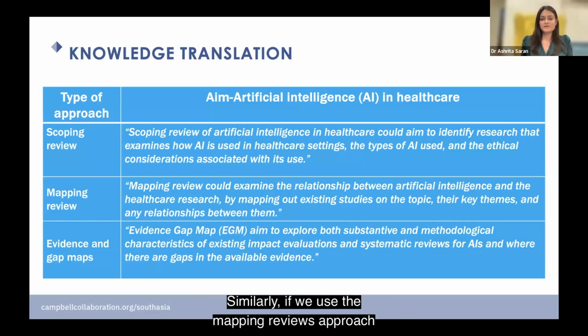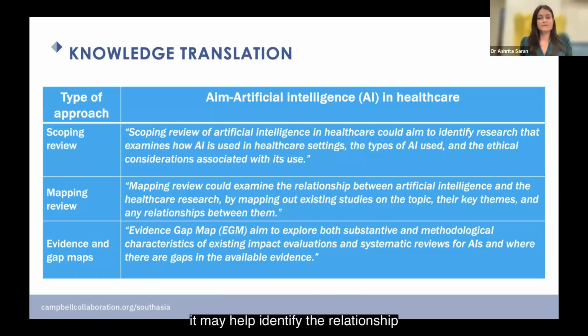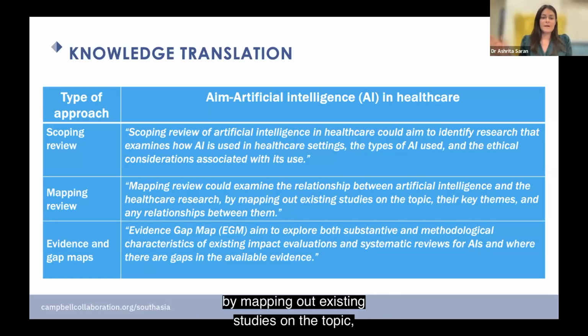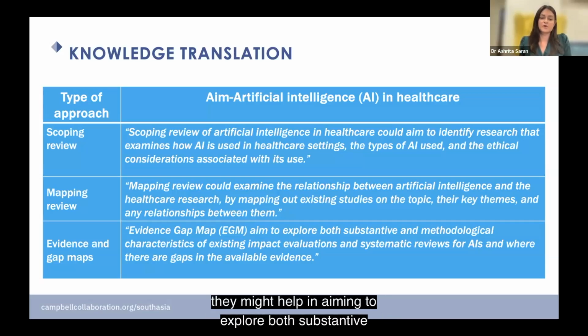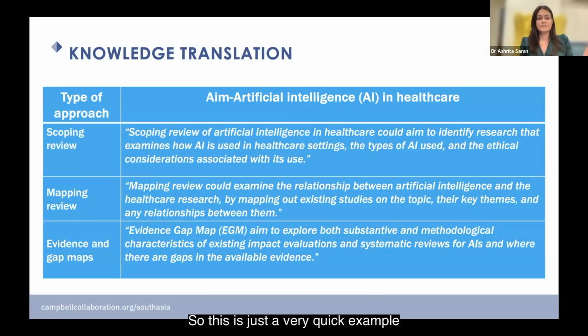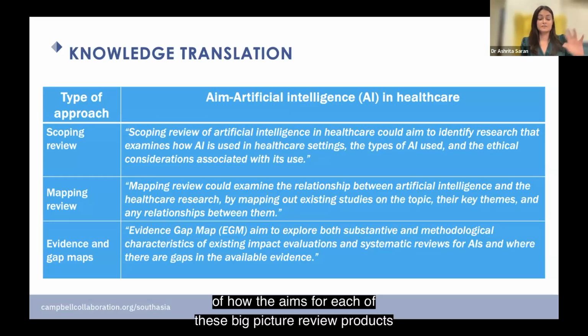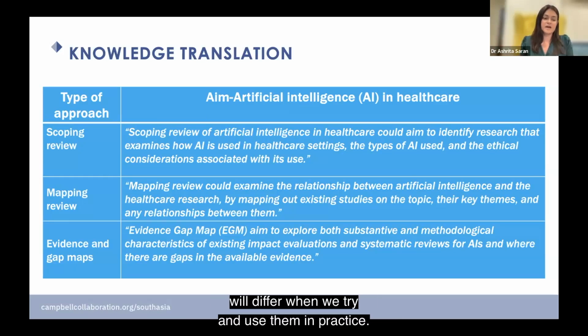Similarly, if we use a mapping review approach for this particular topic, it may help identify the relationship between artificial intelligence and healthcare research by mapping out existing studies on the topic, their key themes, and any relationships between them. Similarly, if you decide to go ahead with an evidence and gap map, it might aim to explore both substantive and methodological characteristics of existing impact evaluations and systematic reviews for AI in healthcare research, and also help identify where exactly the existing gaps in available evidence are. So this is just a very quick example of how the aims for each of these big picture review products will differ when we try and use them in practice.